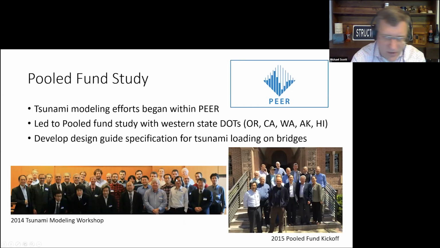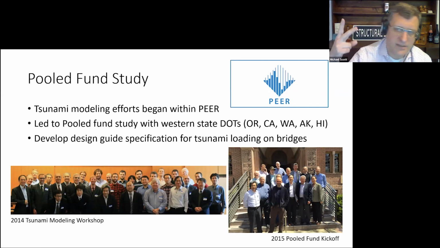That motivated, through PEER, the Pacific Earthquake Engineering Research Center, the original sponsors of OpenSees, which I'll talk about in a few minutes, a pooled fund study and modeling efforts to ask, can we even model numerically the response of bridges to tsunami loadings? There was a 2014 tsunami modeling workshop held at OSU between US and Japanese researchers, shown here on the left. That led, a year or two later, to the start of a pooled fund study with all of the Western state DOTs, or Departments of Transportation, in the US.